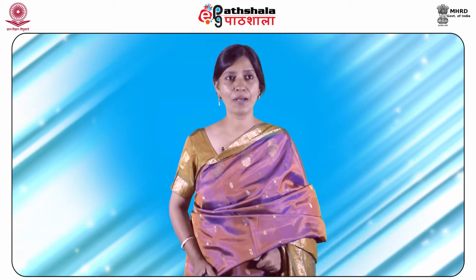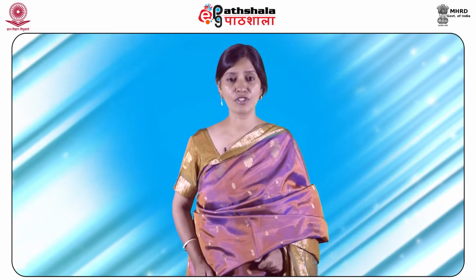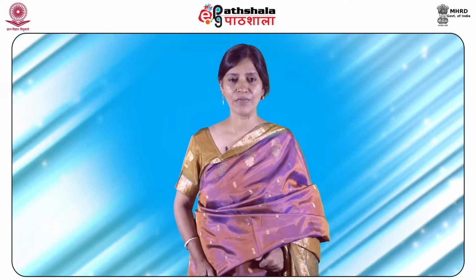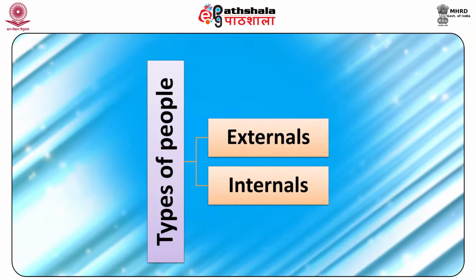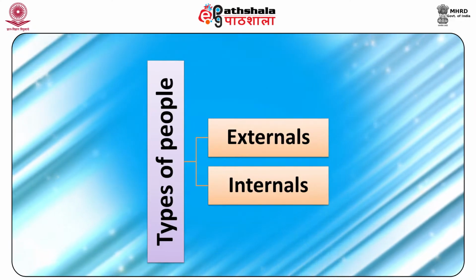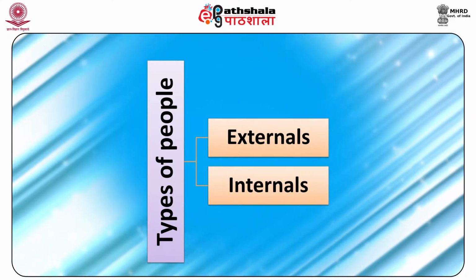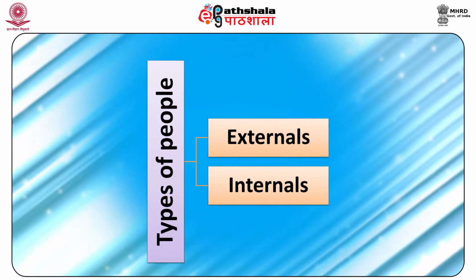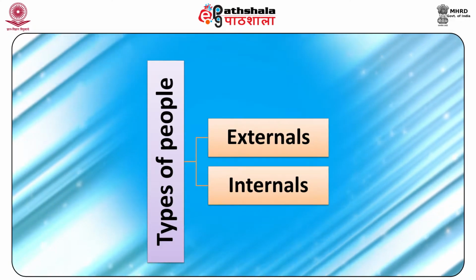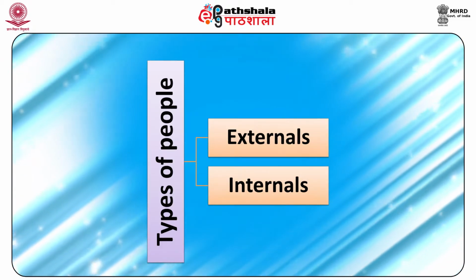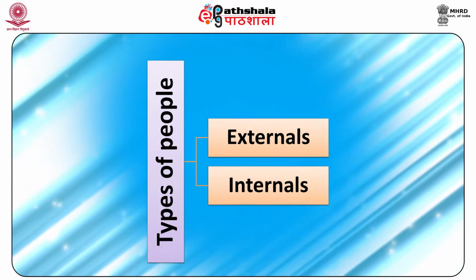Now let me tell you about another theory. This is called the locus of control theory. This was given by J. Rotter. According to J. Rotter, there are 2 types of people, and mind you, we do fall in one of the categories. First are called the externals. These are the people who believe that what happens to them is a result of fate, chance, luck or forces beyond their control. The second category are the internals.